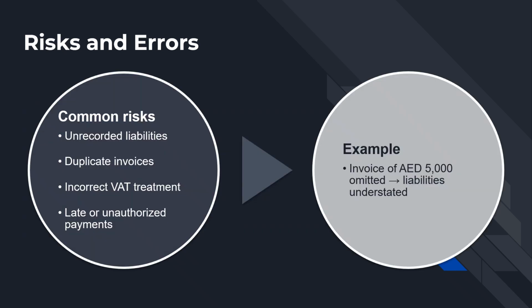Okay, so if the creditor cycle is not properly controlled, several risks can arise. Liabilities may be missed entirely, invoices could be recorded more than once, VAT may be treated incorrectly, or payments may be delayed or made without authorization. So to illustrate this, consider an invoice of 5,000 dirham that is not recorded. As a result, what would happen? Liabilities would be understated and the financial statements would not reflect the true obligation.